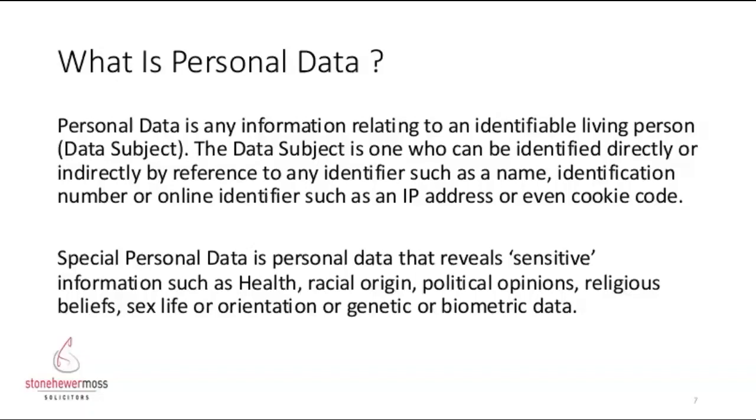Special personal data is a narrower thing. It's what we used to call sensitive personal data under the old Act. It includes racial origin, political opinions, religious beliefs, sexual life and orientation, and health is obviously a big one for personal injury lawyers. Two new items for 2018, genetic and biometric data. So if you've got some fancy system for getting into your building, you'd be processing potentially biometric data.